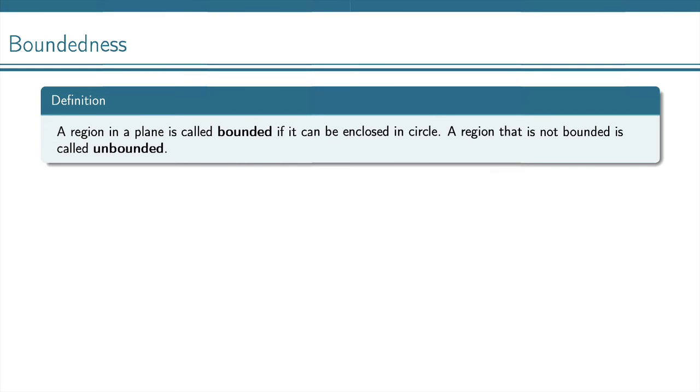With solutions of inequalities, an important concept is that of boundedness. And a region we'll call bounded if we can enclose it in a circle. Okay, so I'm going to draw two regions here. One is going to be bounded and one's going to be unbounded.